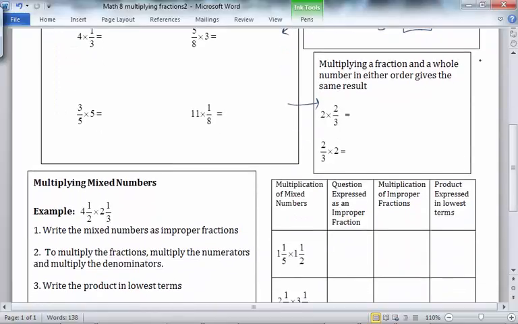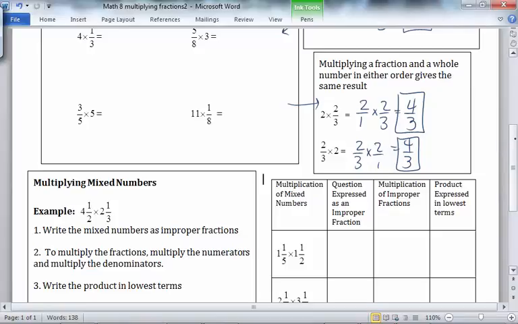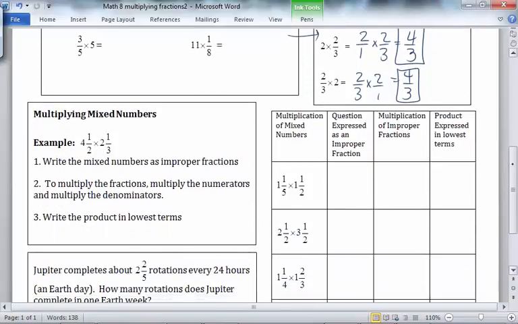As a little reminder here, multiplying a fraction and a whole number in either order gives the same result. 2 over 1 times 2 thirds is 4 thirds, and 2 thirds times 2 over 1 is also 4 thirds. Okay, but 2 times 3, 3 times 2, it gives you 6 no matter what. So when you're doing word problems, keep that in mind. It's not really necessary which one goes first. It is when we do division next time. But for multiplying, order doesn't matter.